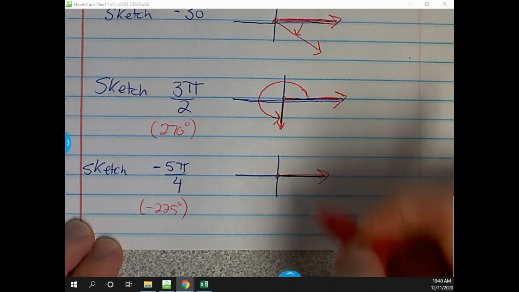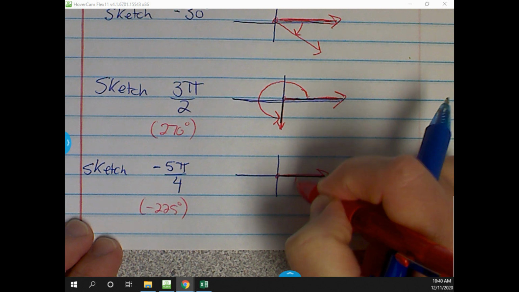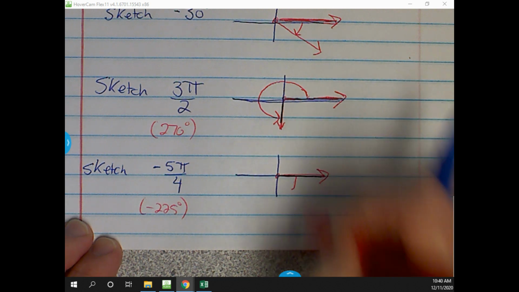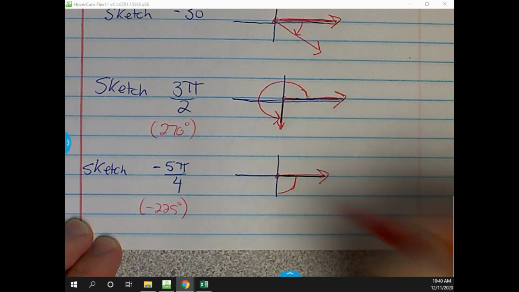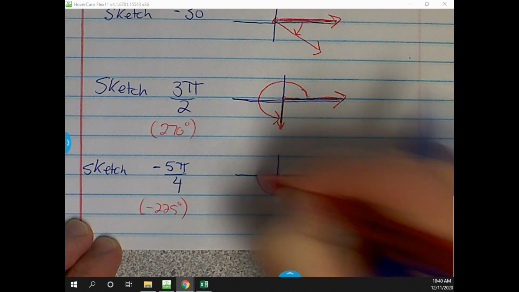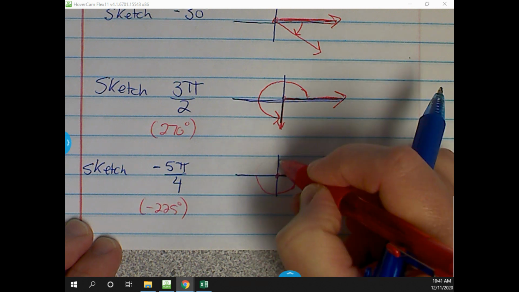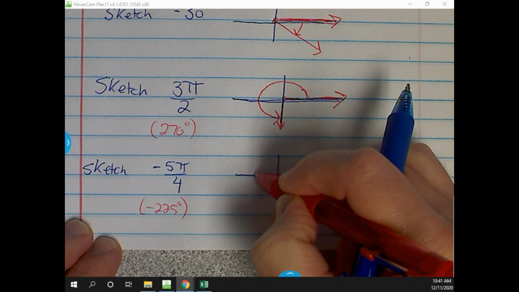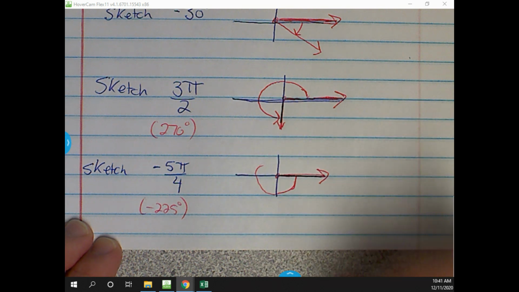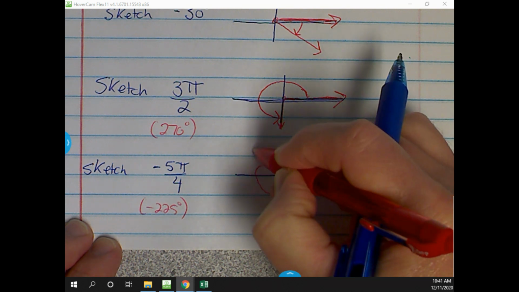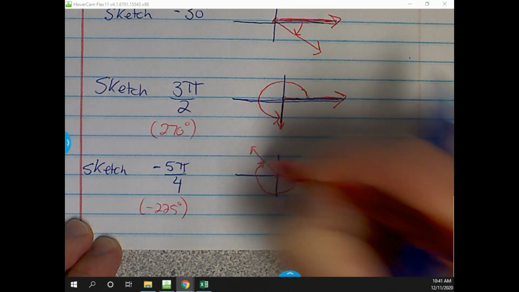And since it's negative, we know we have to go this way, so you basically start here and you start going down. Well, if we go to here, that's 90 degrees. This would put us at 180. If you get all the way back to here, this would be 270, so 225 should be somewhere in the middle, so we'd kind of stop here. Have a line that would look something like that.